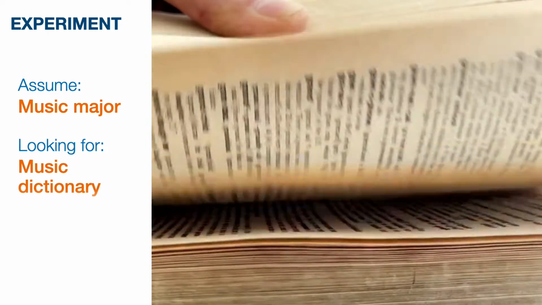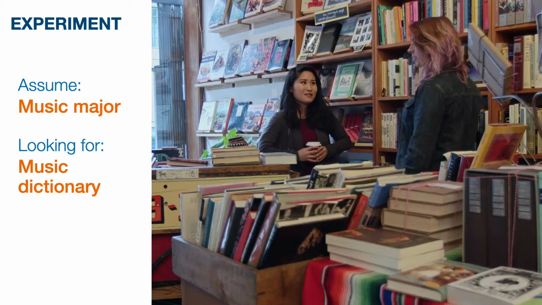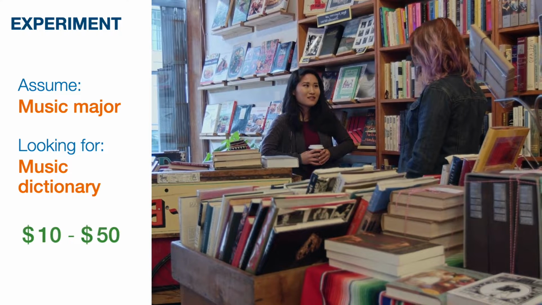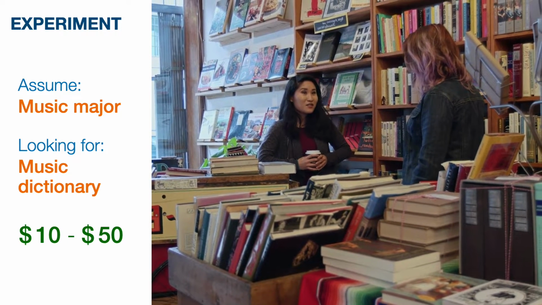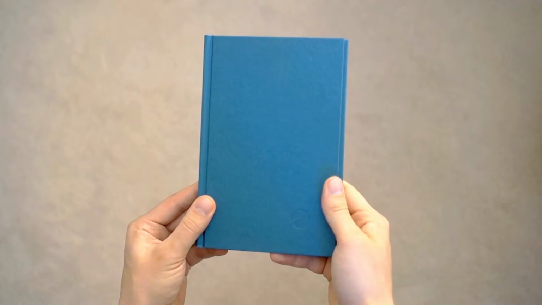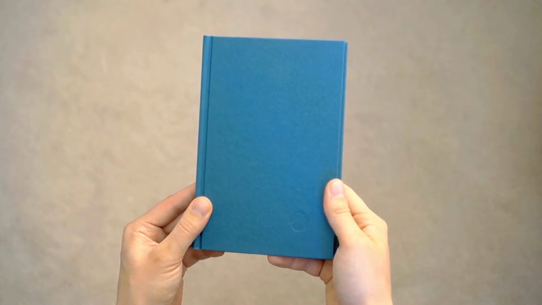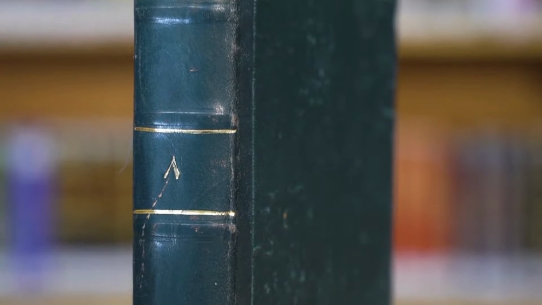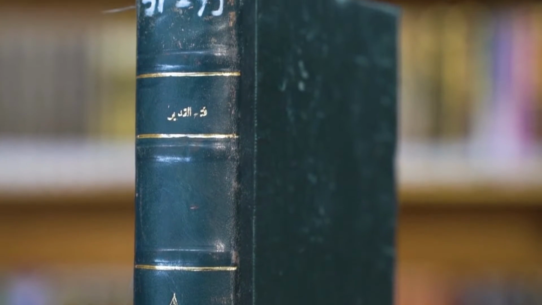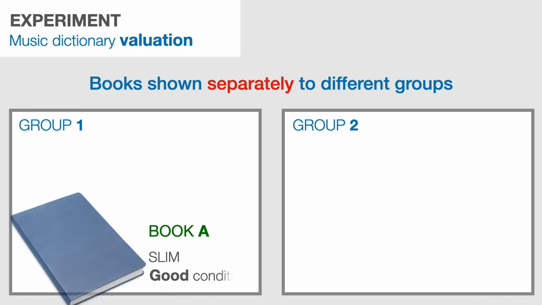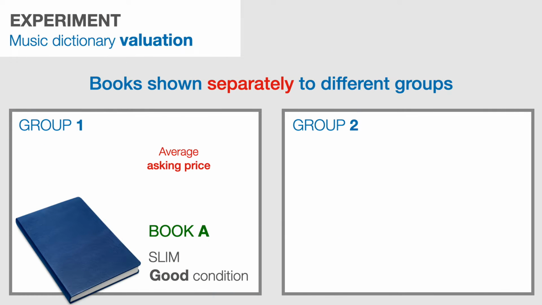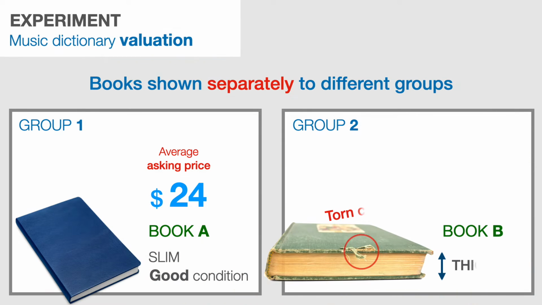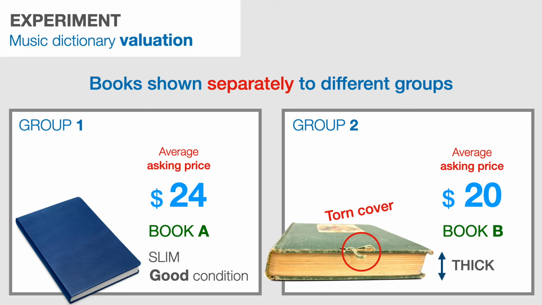In one experiment, participants were asked to assume that they were a music major and look for a music dictionary in a used bookstore. They could spend between $10 and $50. Two different books were shown to two separate groups, one for each, and they were asked how much they were willing to pay for it. Book A, which is in good condition, received an average asking price of $24, while Book B, which is slightly torn but thicker and has more word entries, was priced at $20.